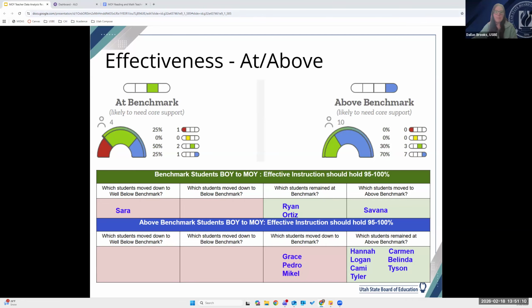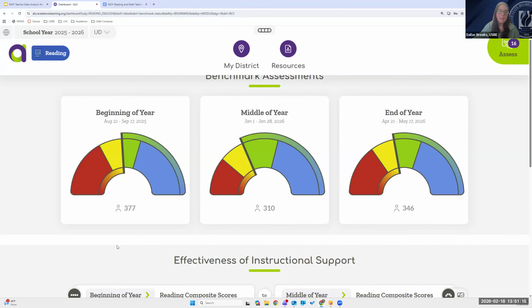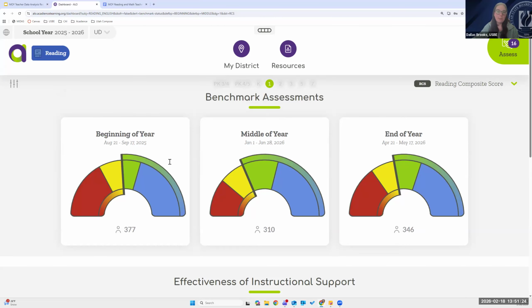So that's awesome. So on ALO, I am going to pull this up to show you where you are going to go to look at the effectiveness of instructional support. So just like what Jared was showing earlier, you're going to have this dashboard that you want to go to. If you don't see this dashboard, if you're seeing a student list, you just click on that A in the corner. It will take you to the dashboard.